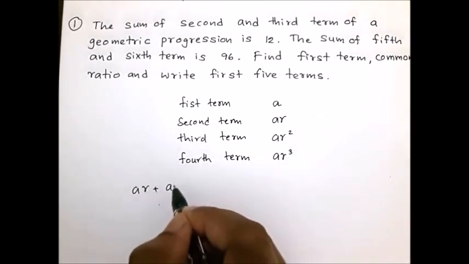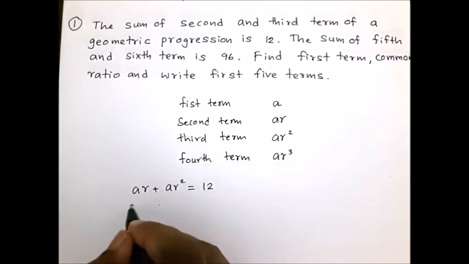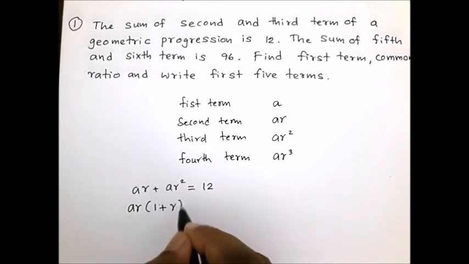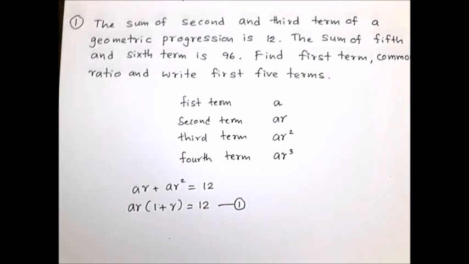ar + ar² = 12. Take common terms out here. It is ar common. Remaining terms: 1 + r = 12. Take this one as the first equation.